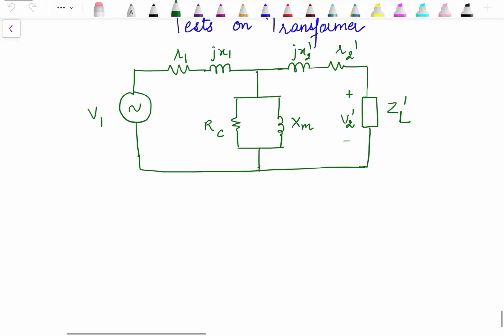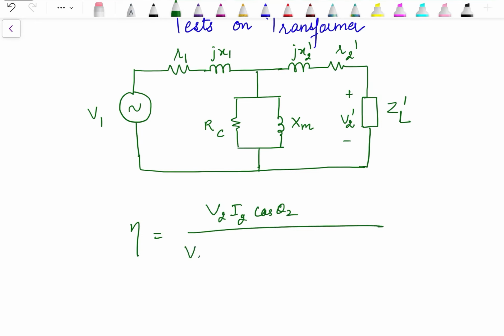Also, we have calculated the efficiency, which is given as V2 I2 cos theta 2 upon V2 I2 cos theta 2 plus Pi plus PCU, that is iron loss and copper loss. Now, how to find out iron loss and copper loss? That we can calculate from the two different tests. This will also help in calculating the voltage regulation that I will explain in the coming videos.